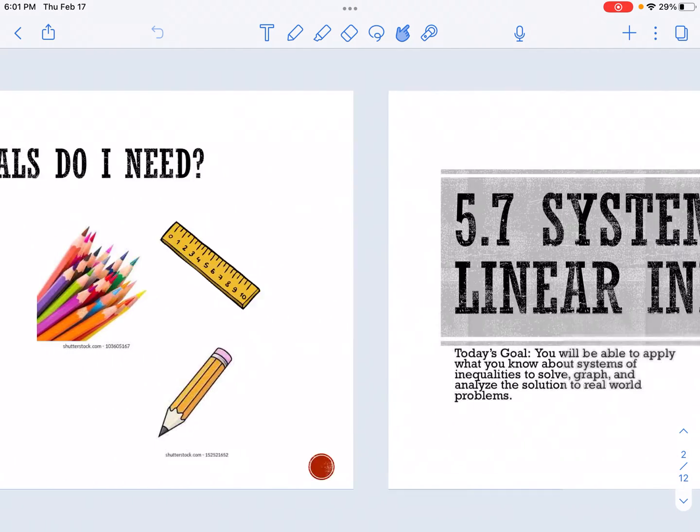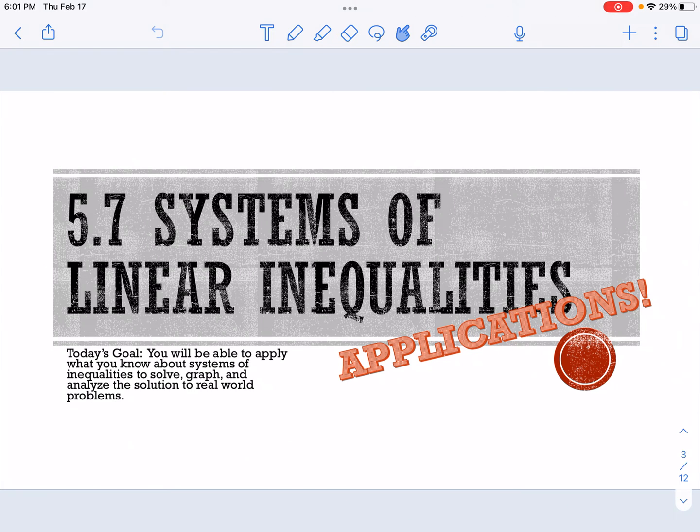graphing. So we've done a lot of work with systems. We know that systems of equations, when we solve them just mathematically, we're looking for the point of intersection. But when we're looking at solutions to systems of linear inequalities, we're really looking at a range of values, right? We have infinitely many solutions, but we really want to analyze what that means in the context today. So today, your goal is to be able to apply what you know about systems of inequalities to solve, graph, and analyze the solution to real-world problems.